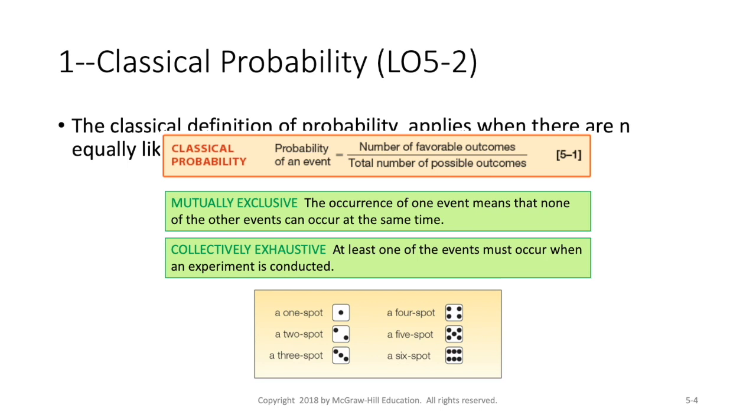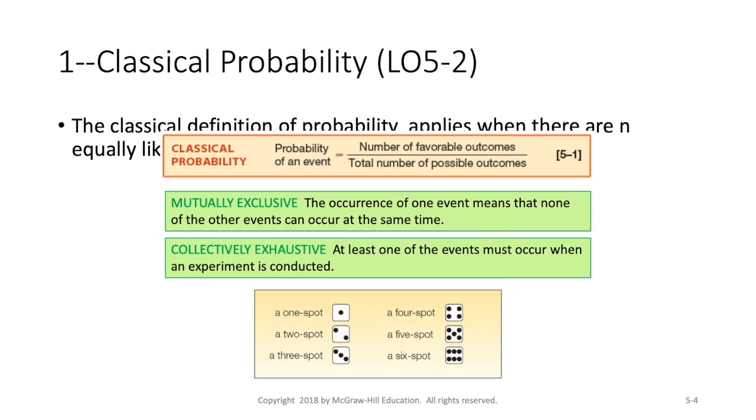And notice here we are bringing back some of the characteristics that were introduced in an earlier chapter. So our outcomes are going to be mutually exclusive. And again, this means that the event occurring means that none of the other events can occur at the same time. So if I just roll the die one time and I get a 2, I can't get any other answer on that first roll. I can only have a 2, okay?